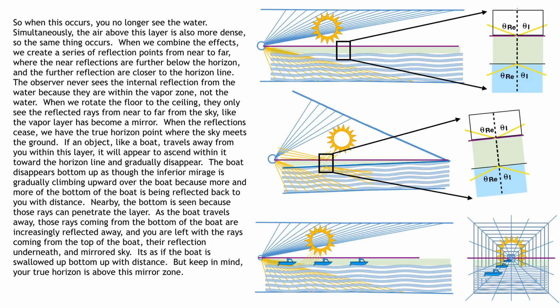So as I rotate this view within perspective, you can see how those boats would represent in an orthographic presentation, and as they continue to travel within this vapor layer, they will get swallowed up, essentially bottom up, as they approach your horizon line. And they may actually disappear before they actually reach your true horizon line.